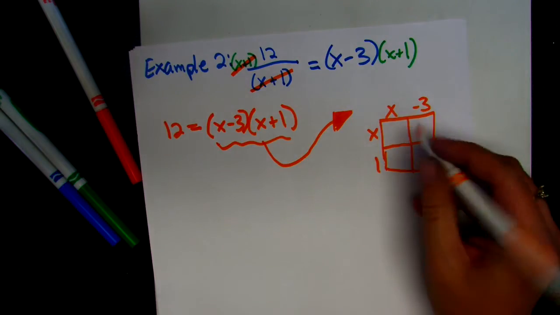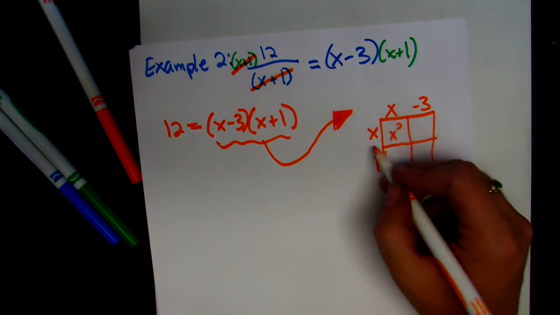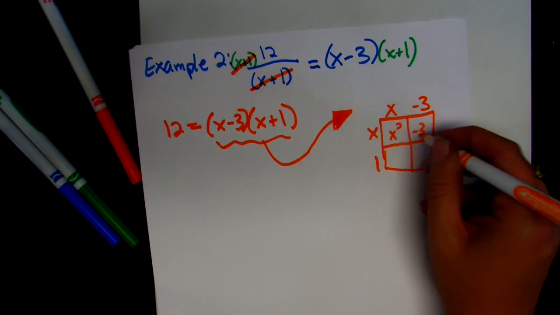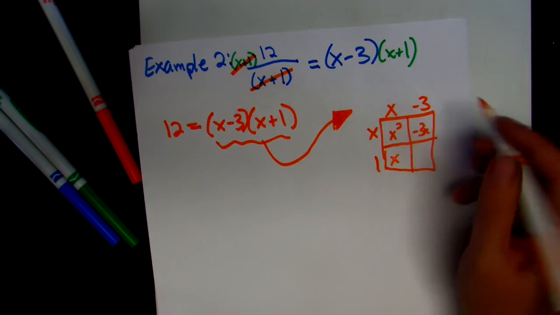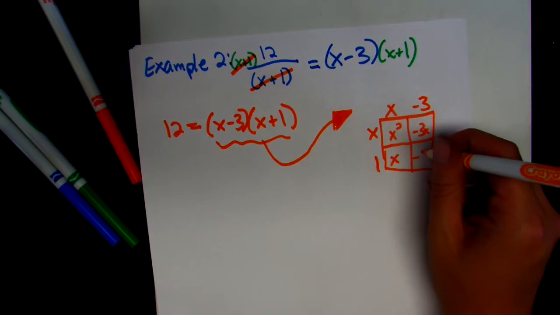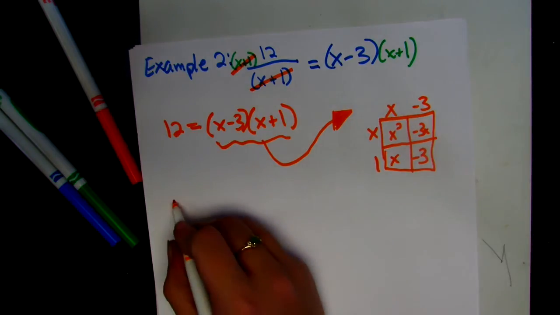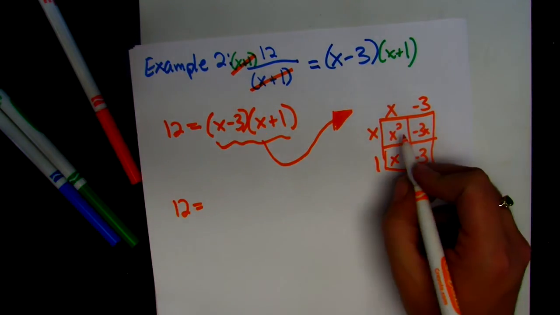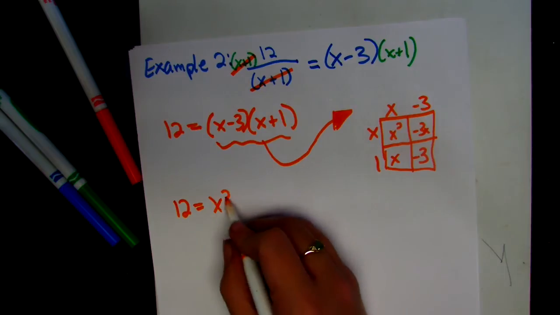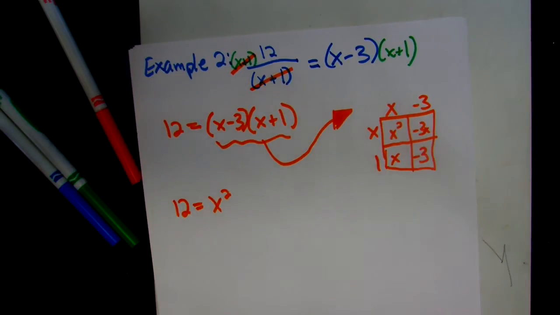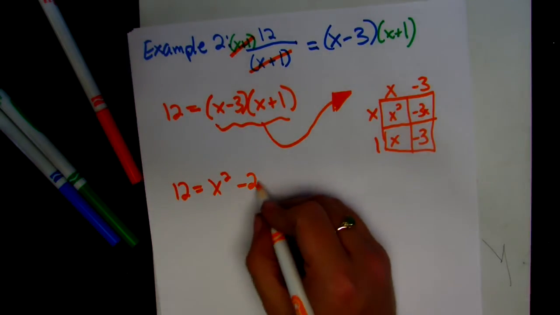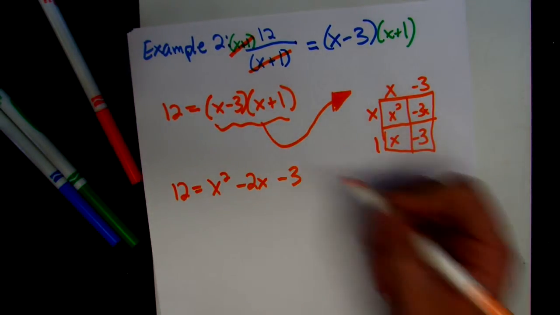X times x is x squared. X times negative 3 is negative 3x. X times 1 is x. Negative 3 times 1 is negative 3. So I have x squared. Negative 3x plus x is negative 2x. And then I have minus 3.